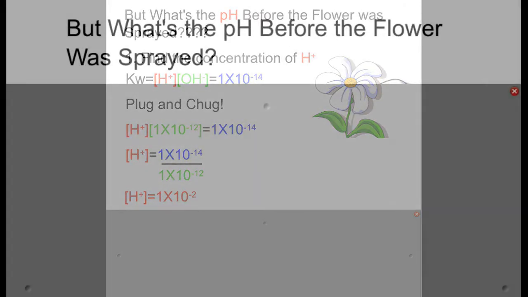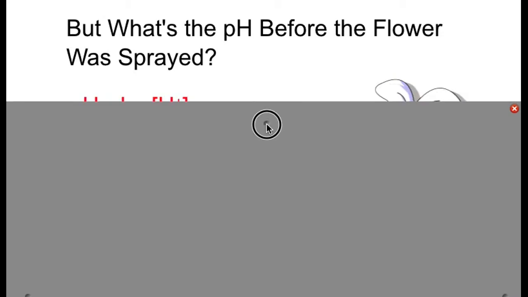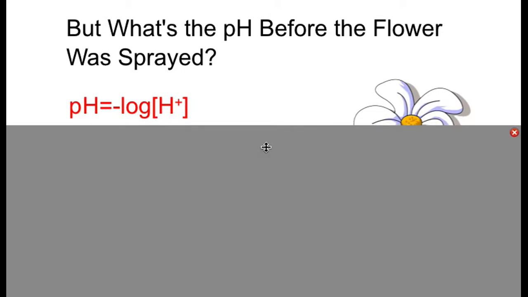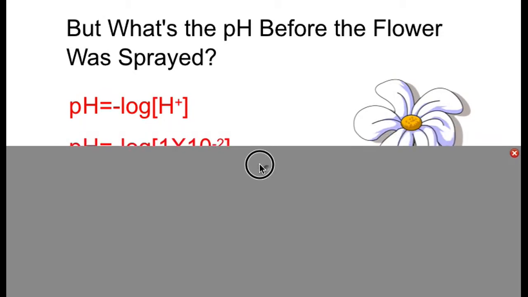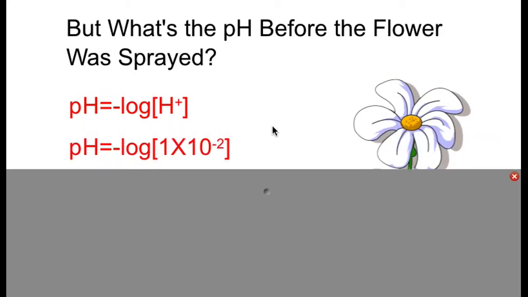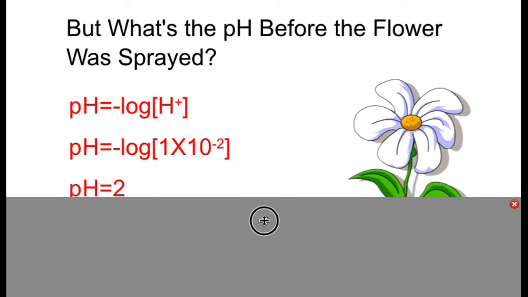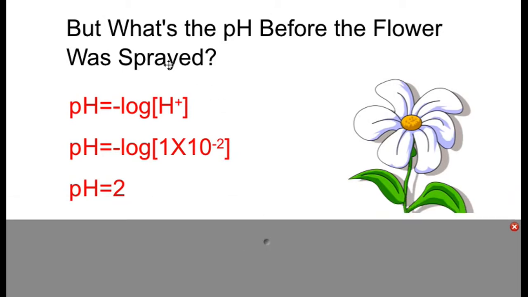So now we can determine what the pH is. The way we do that is using the same equation as the pOH, but instead of the hydroxide anion concentration, we use the hydrogen ion concentration. That equation looks like pH equals the negative log of the hydrogen ion concentration. When we plug in the numbers that we know, we get pH equals negative log of 1 times 10 to the negative 2nd. And when we plug that in, we get the answer pH equals 2.